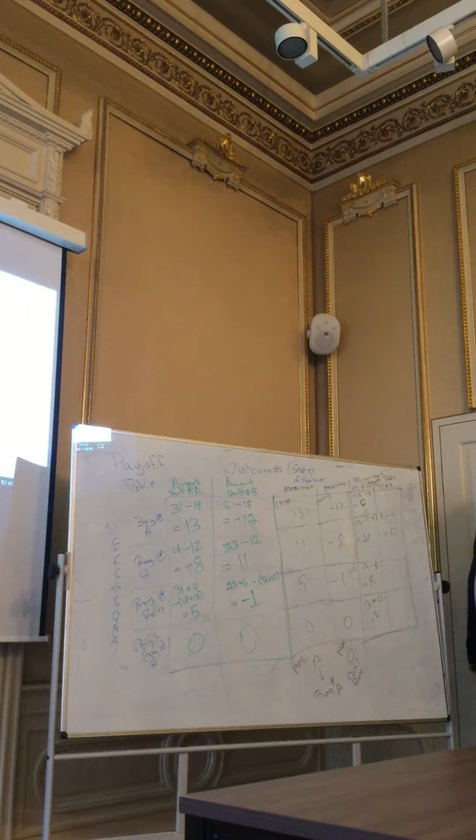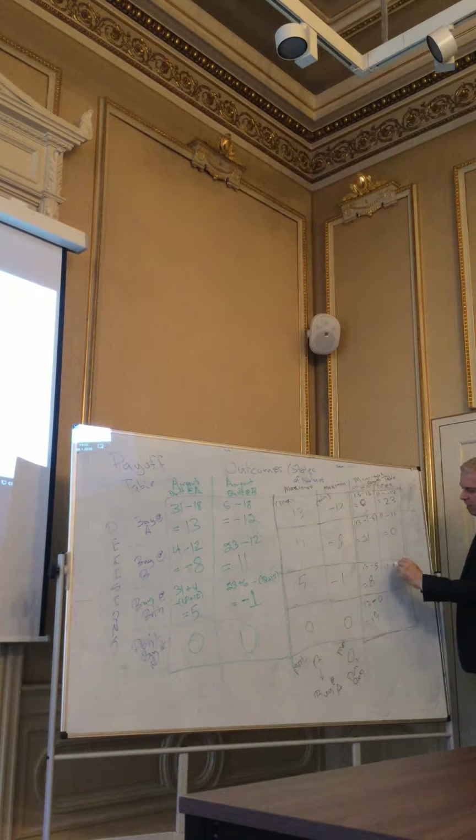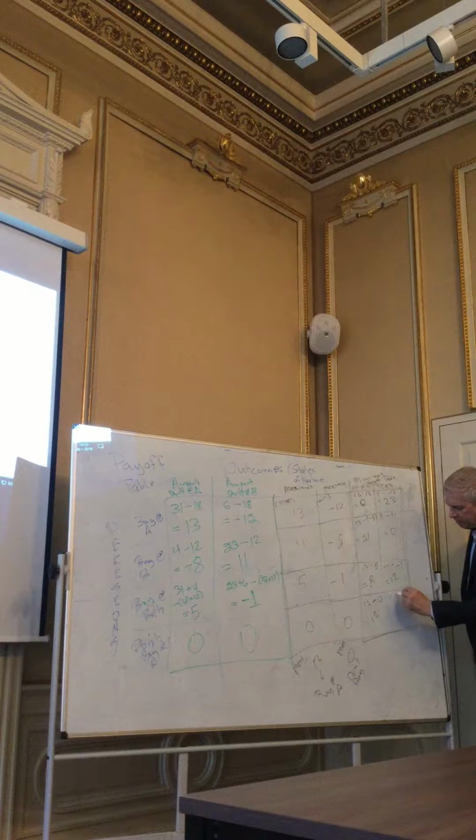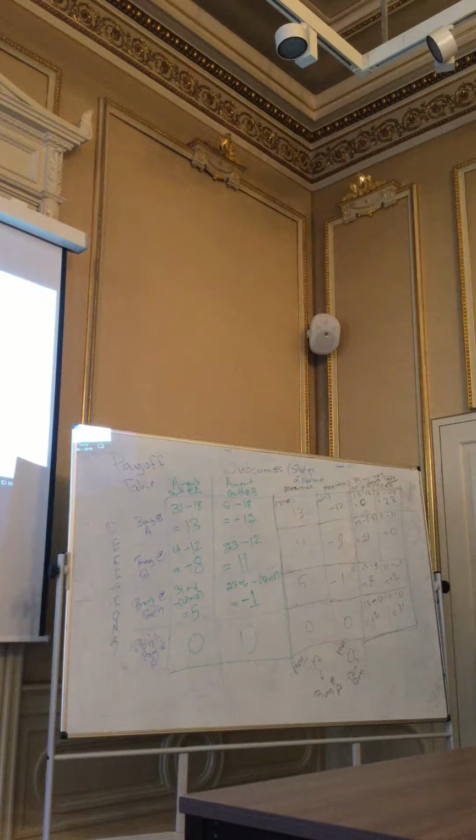What about up here? Right? 11 minus 12, or 23. 11 minus 1, or 12. And 11 minus 0, or 11. Okay? So that's our regret table.